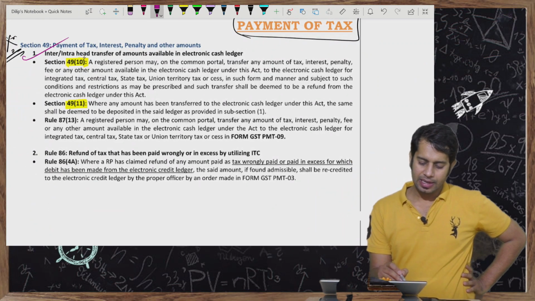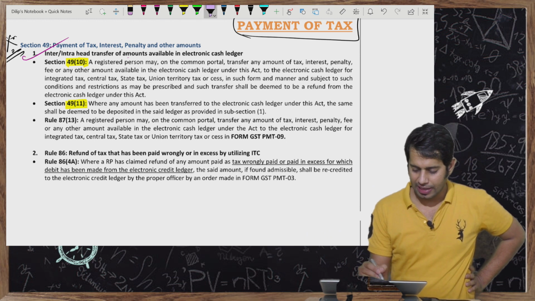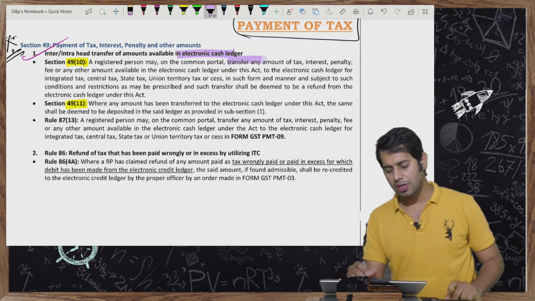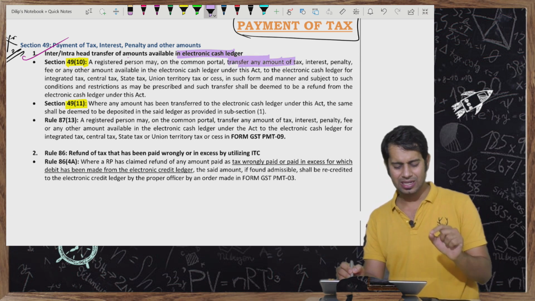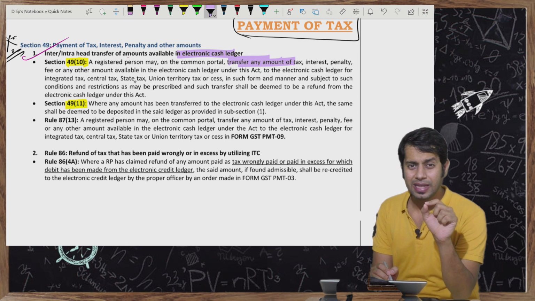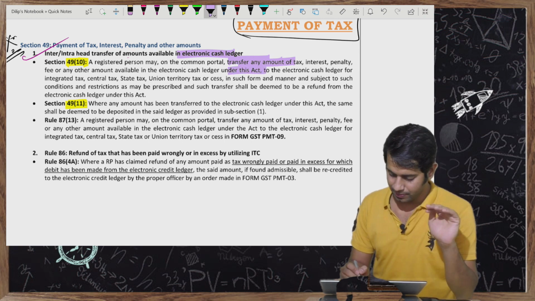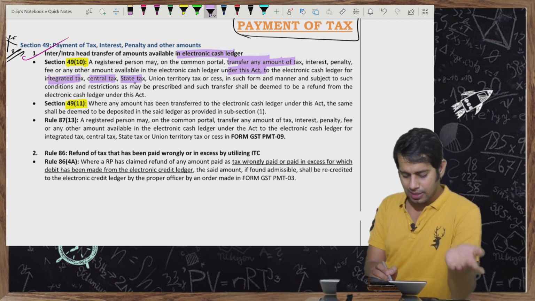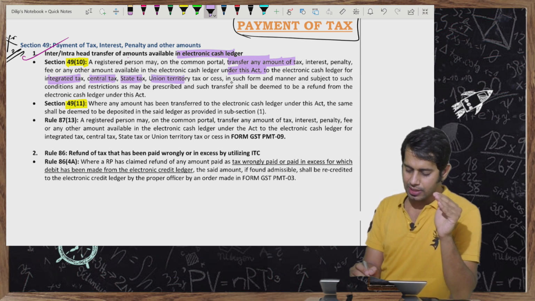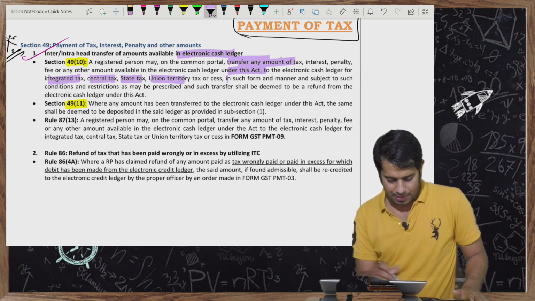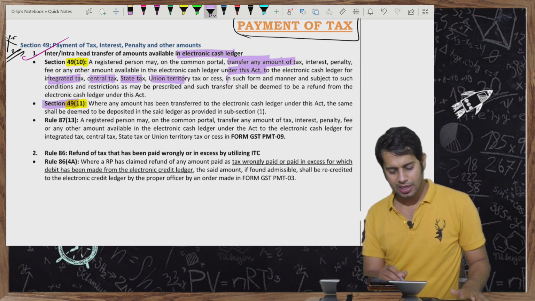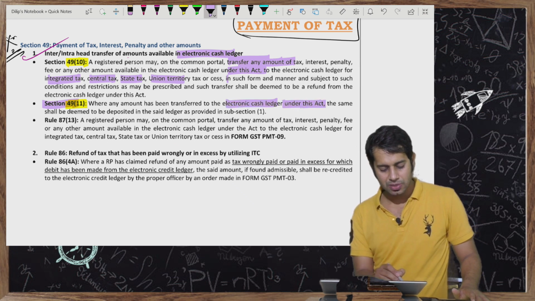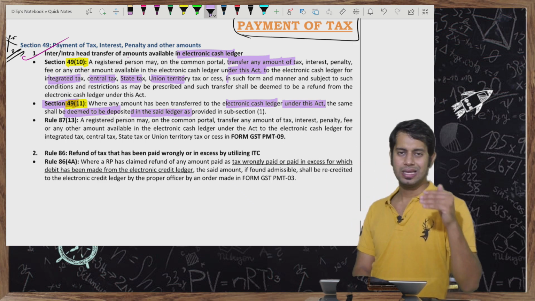Okay, inter and intra head transfer of amounts available in the electronic cash ledger. Section 49 subsection 10: a registered person may, on the common portal, transfer any amount of tax, interest, penalty or any other amount available in the electronic cash ledger under this Act to the electronic cash ledger of integrated tax, central tax or union territory tax in such form and in such manner as may be prescribed. Section 49 subsection 11: where any amount has been transferred to the electronic cash ledger under this Act, the same shall be deemed to have been deposited under the said ledger.